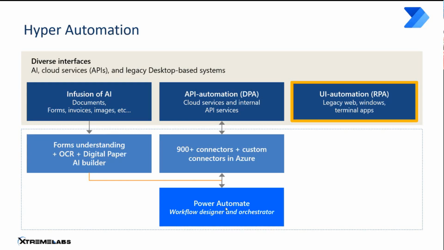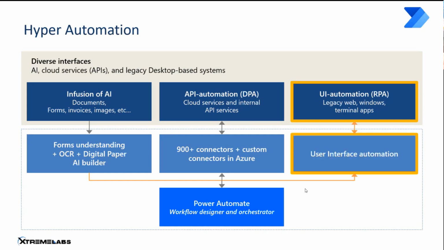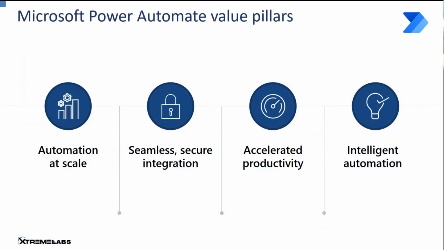Great, thank you. Okay, so we have different connectors, and we have all these activities available, okay? So that's what we will be seeing today. And user interface automation, like I said, is created with Power Automate Desktop, okay? So the idea here is that basically you can create automation at scale. It's easy to integrate, it's secure, it obviously accelerates productivity, and you can create intelligent automation with Power Automate, okay?